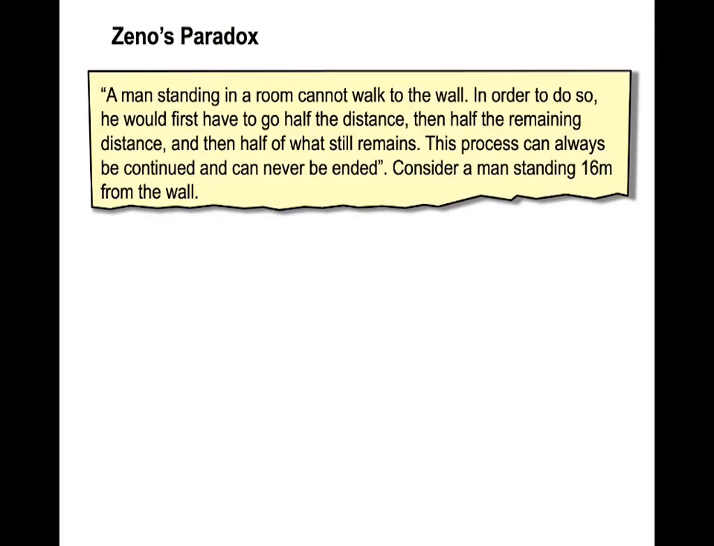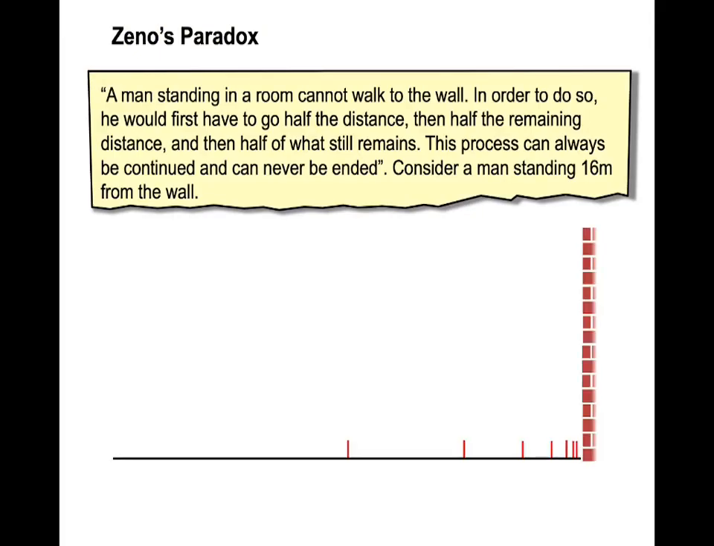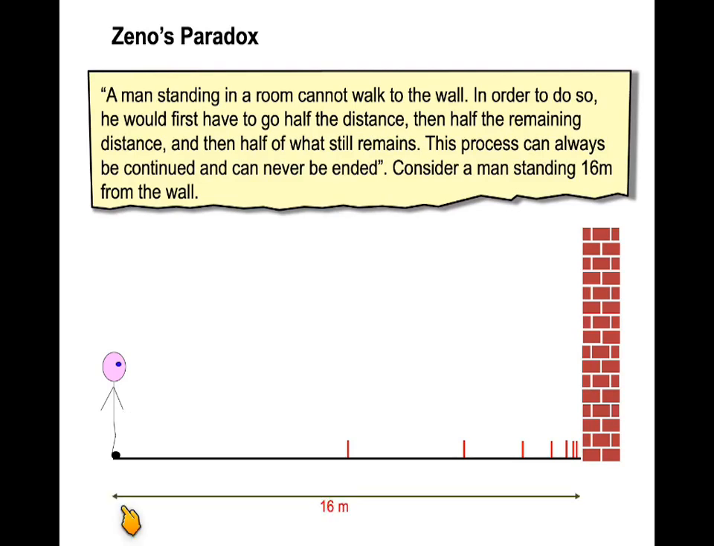So we've got this little animation here. So what we've got here is a wall. We've got a line here, which is, there's our man, and we know that this distance from here to the wall is 16 meters. So the man, first of all, walks half the distance. So he's going to walk to this point here. Let's see. So he goes to this distance here, and therefore he's walked 8 meters.